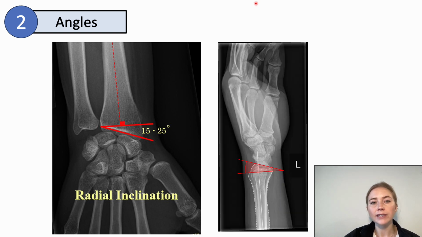Then similarly, on the lateral view, there's another important angle with the radius. There should be a volar tilt of the radius of approximately 10 to 25 degrees here. You measure it similarly, so you measure a straight line down the long axis of the radius and then add a 90-degree angle to that. And then to measure the volar tilt, you see the volar lip of the radius and then the dorsal lip of the radius, and that creates your angle there that you expect to be 10 to 25 degrees.